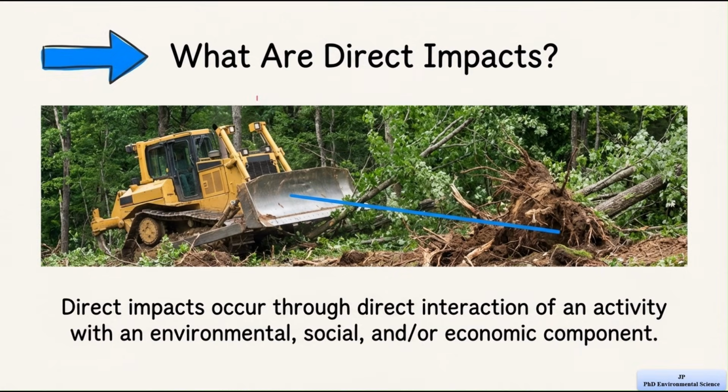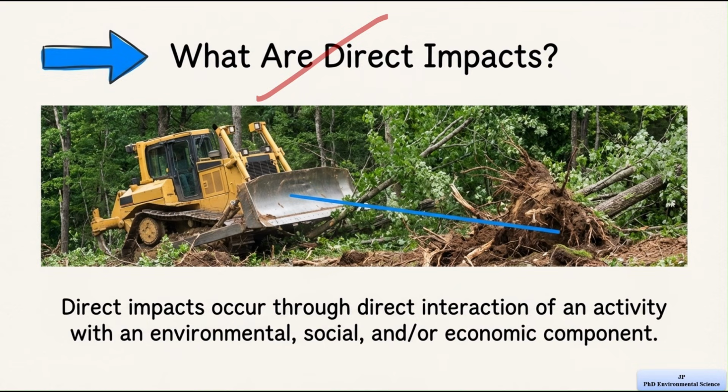Direct impacts are those impacts that occur due to immediate interaction between a project activity and the environment. Direct impacts happen at the same place at the same time due to the activity itself. There is no delay and no intermediate process. In the image, you can see a bulldozer is clearing trees. So what's happening? Trees are being removed immediately. This is a direct impact because the activity is land clearing. The effect is immediate deforestation.